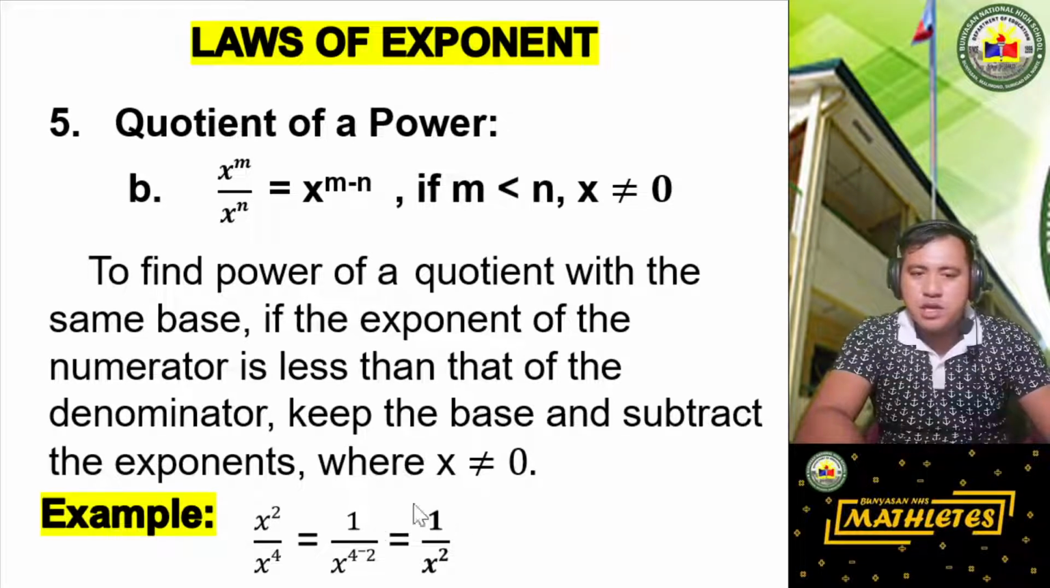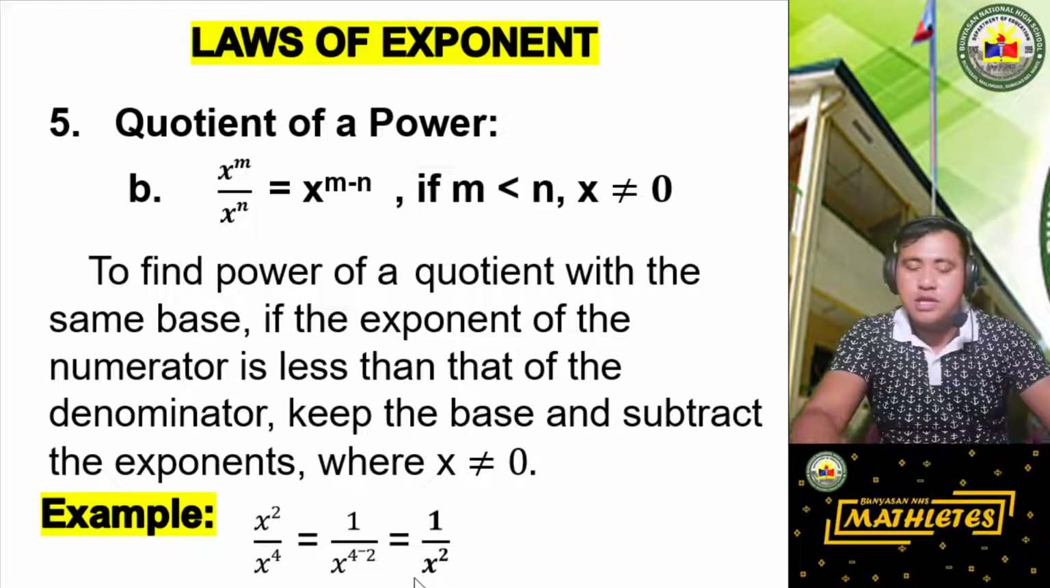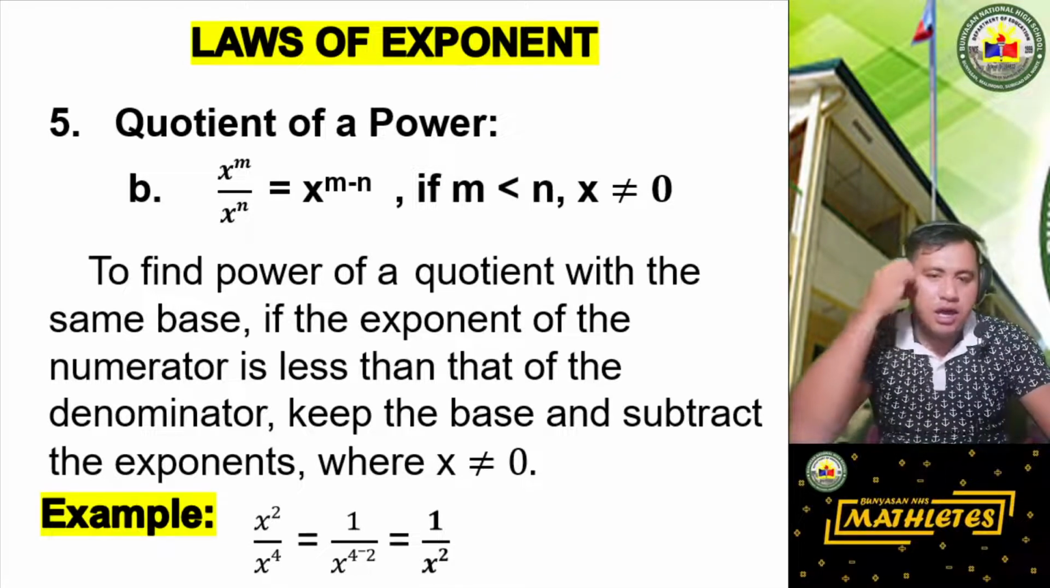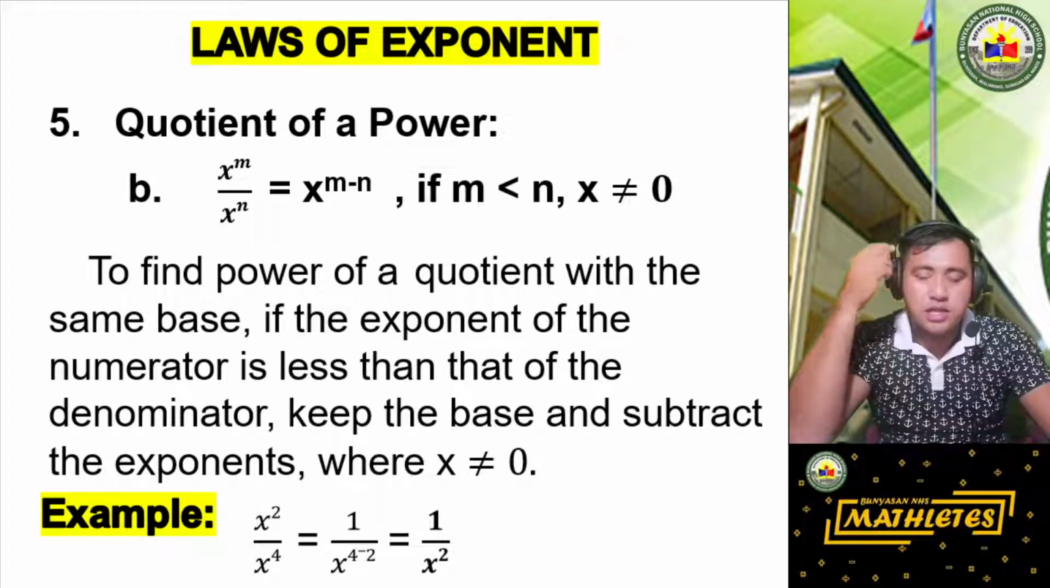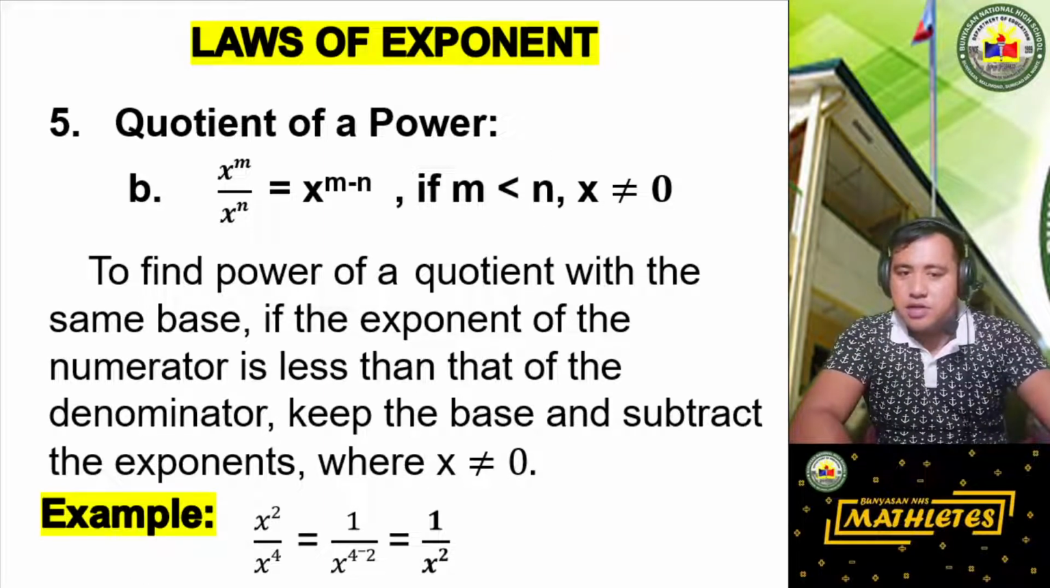Sir, iba? Pareho sila. Because x raised to the power of negative 2 is the same as 1 over x squared. We will talk about that later in our topic, negative exponent. By the way, dito nanggaling yung negative exponent.